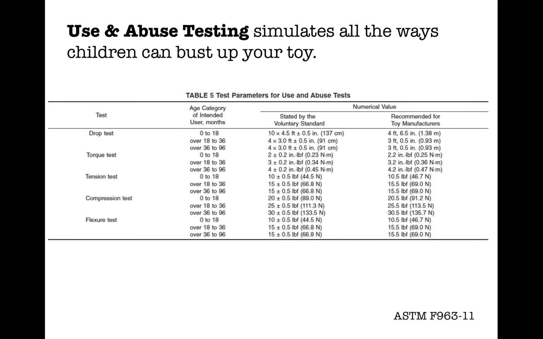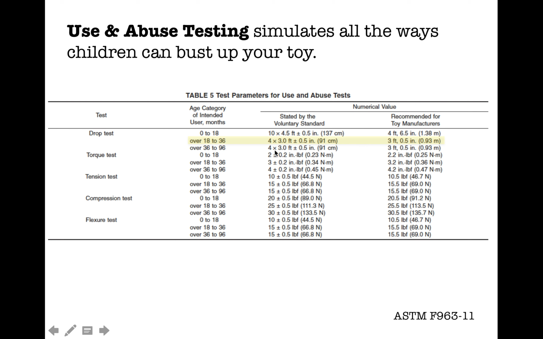Use and abuse testing simulates all the ways that kids can basically break your toy. The trick here is to look at the different types of testing. The 2 that pretty much everything gets tested by are the drop test and the compression test. If you have parts that twist together, you may also need a torque test. If things are getting stretched and broken, a tension test, and then a flexure test is for bending. But I want to focus for a second on the drop test and the compression test. So the drop test: your testing category is actually not going to be the highlighted one. It's going to be over 36 to 96. This is months, okay?